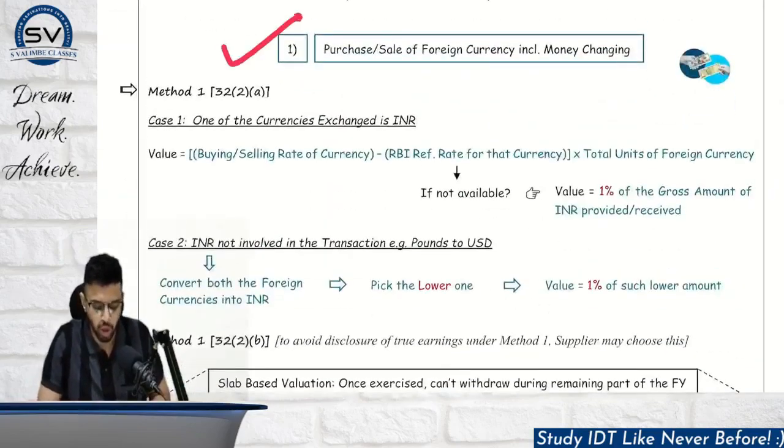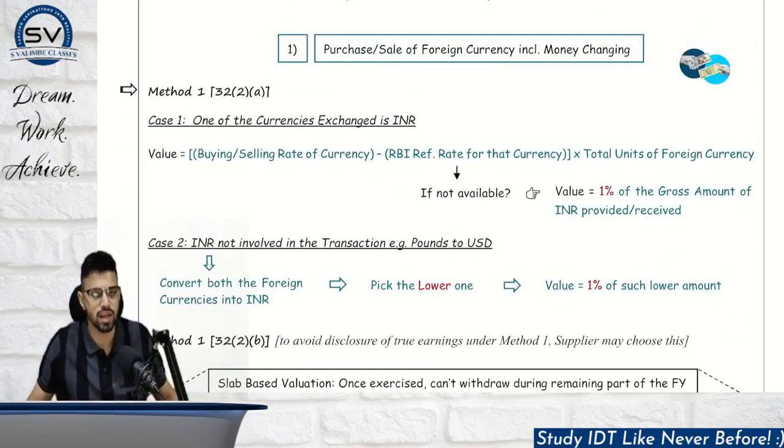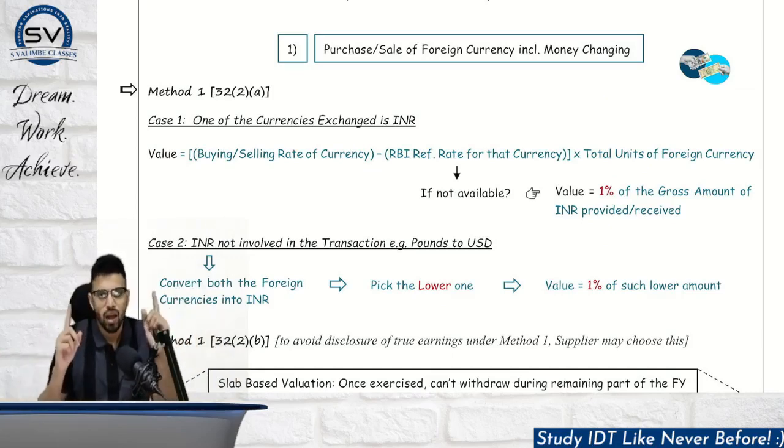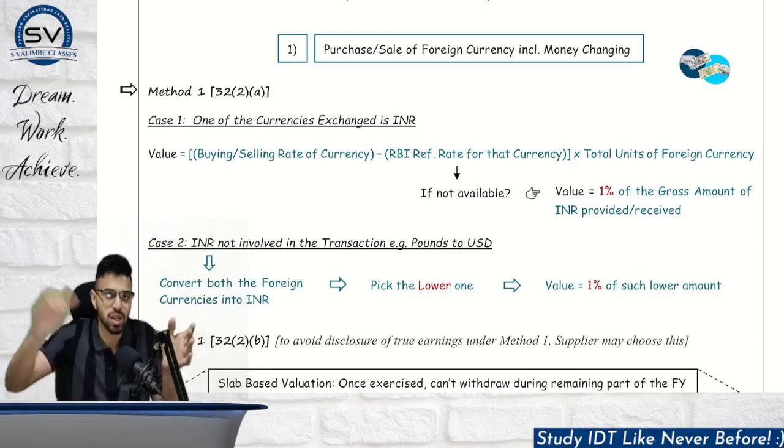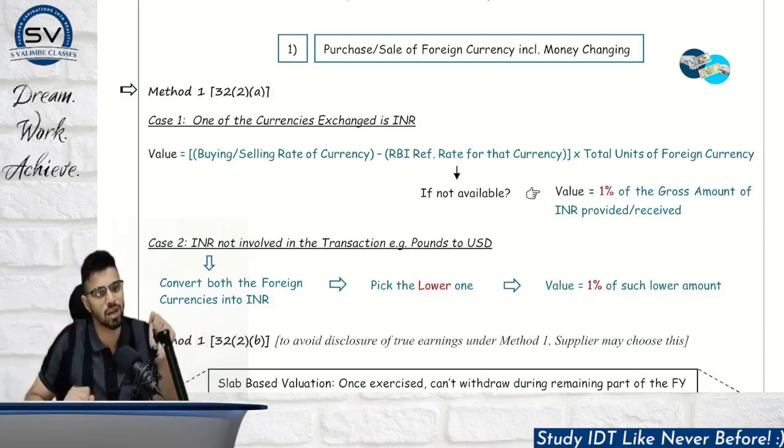Let's start. First we are talking about purchase and sale of foreign currency. That is the money changer. Let's try to link the exemption chapter also. Let's see how much we remember. Foreign exchange sale between banks, authorized dealer, or banks and authorized dealer, it is exempt. So there is no question of applying this particular rule 32. This rule will only come into picture when the general public is involved, because then the exemption does not apply.